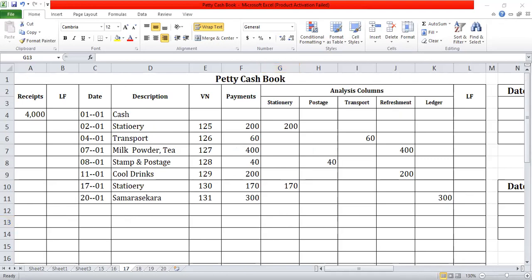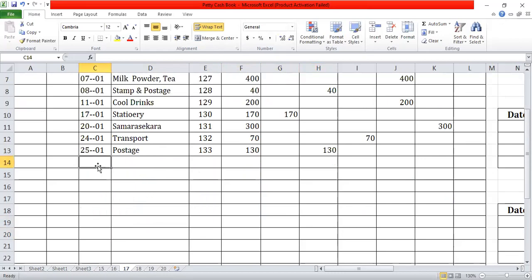Next one, 24th of January. Today, it is for transportation. Voucher number 132. Amount is 70. Analyze that under the transportation column. Okay. The next date is 25th of January. Postage, 133. 130 is the payment. Analyze that under the postage column.